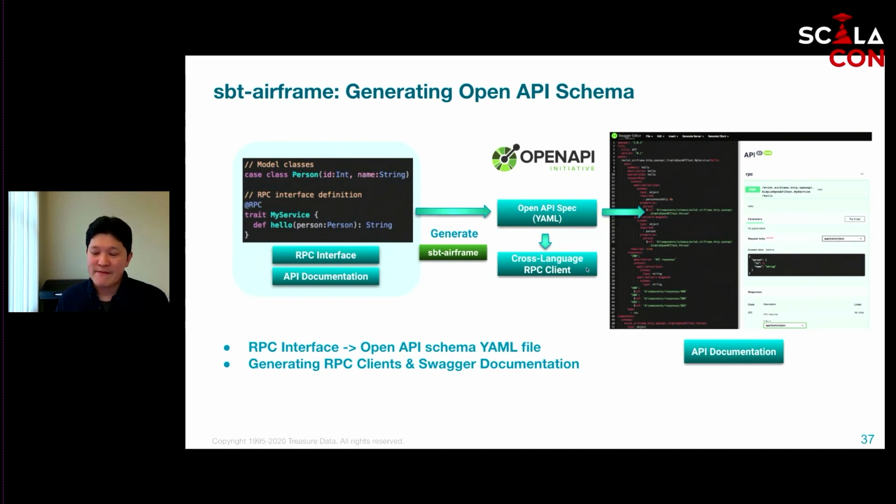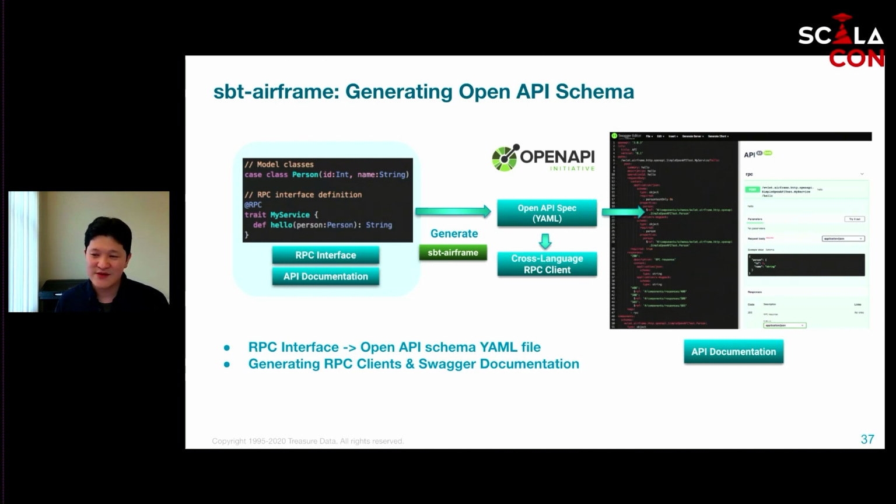And also, if you want to support other programming languages like Python, then it should be possible to generate cross-language RPC clients, because Airframe RPC supports JSON format as well. You can make a simple JSON RPC call to the server, then get a JSON response.